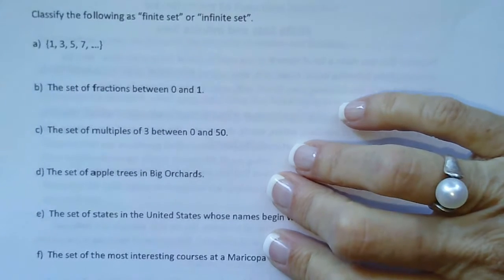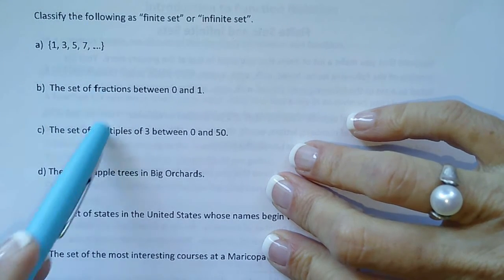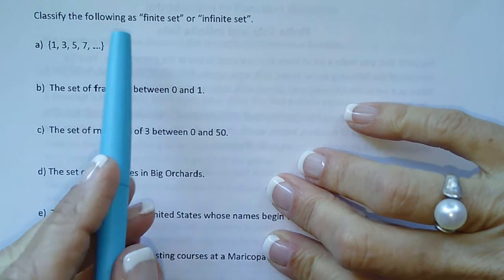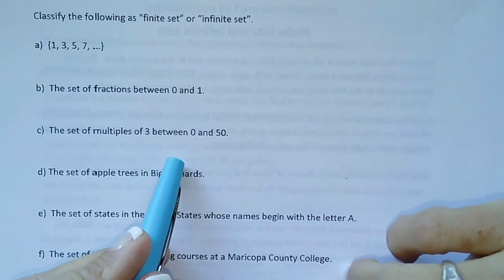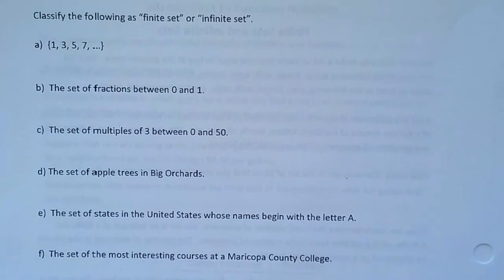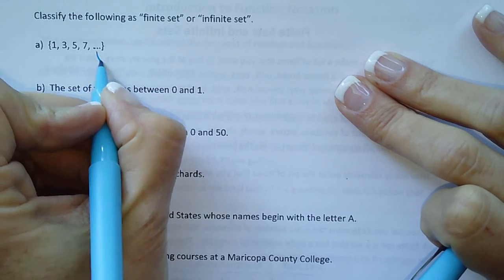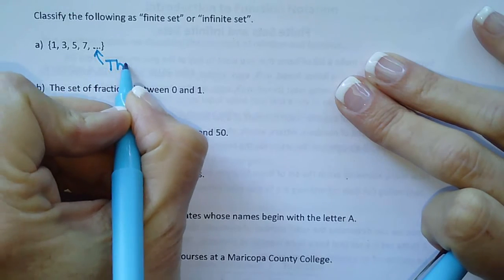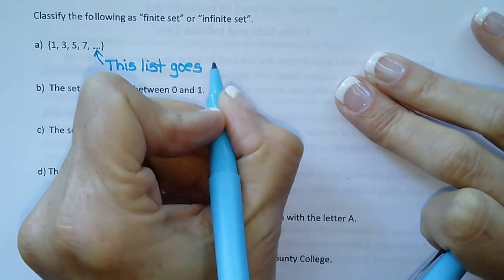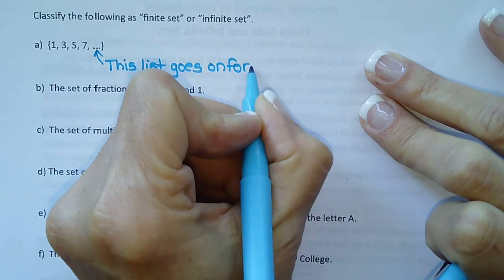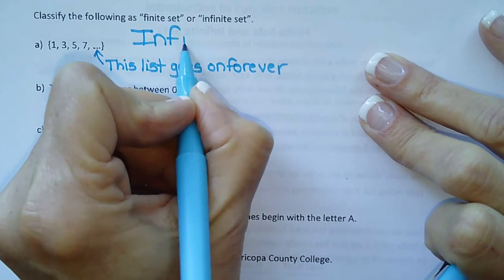Okay, class. Like I was saying, you might want to turn off your video right now. Go through these and try them on your own. Just write F or I for infinite or finite. And then check them. So I'm going to go over them right now. So dot, dot, dot means this list goes on forever. That's what we use those dots for. So this would definitely be an infinite set.